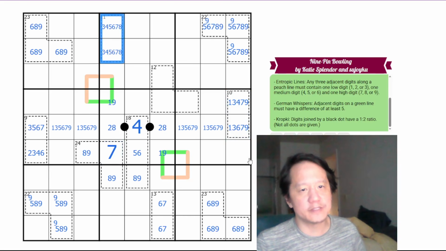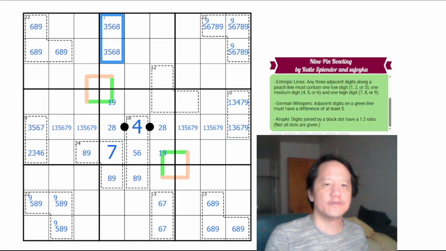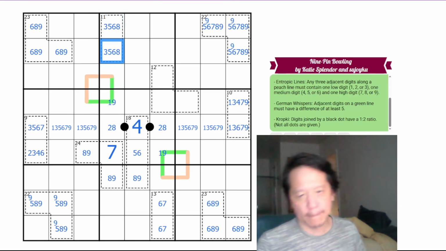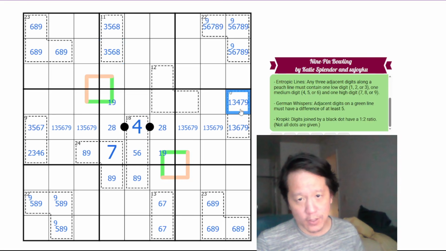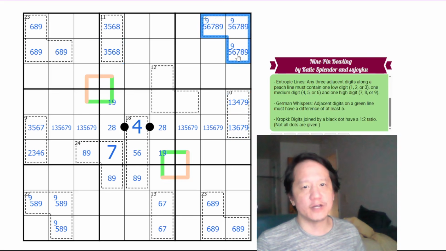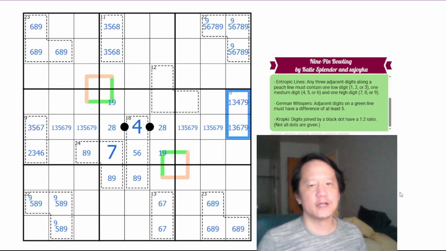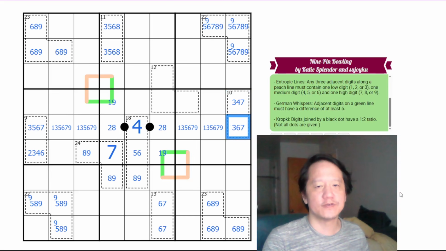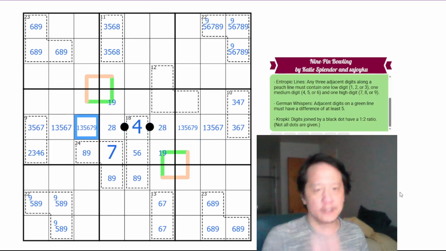7 eliminates 7 here. So it cannot be 4 and 7. It's 3, 8, or it's 5, 6 here. This cannot be 1 and 9 because we have a guaranteed 9 in these cells in columns 8 and 9, and we have a guaranteed 9 in these cells in column 8 and 9. So this cannot be 1 and 9. It's either 3, 7, or 4, 6. Similarly, this can't be 9. This can't be 9.